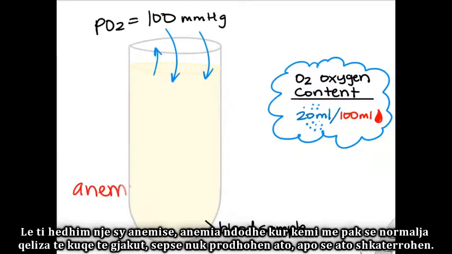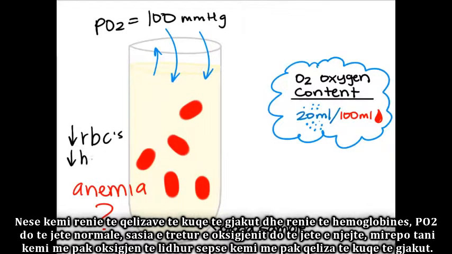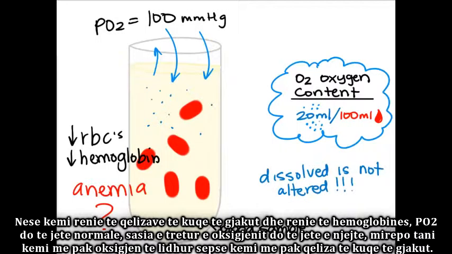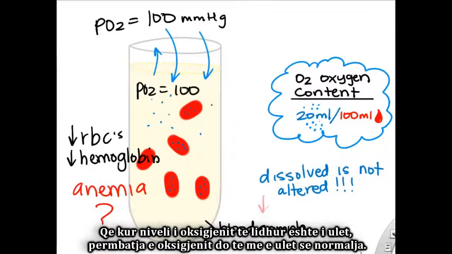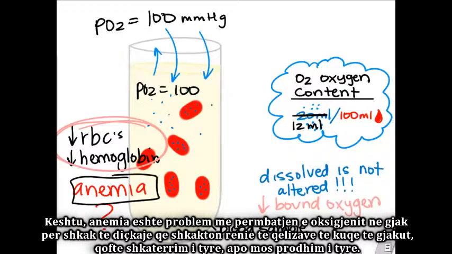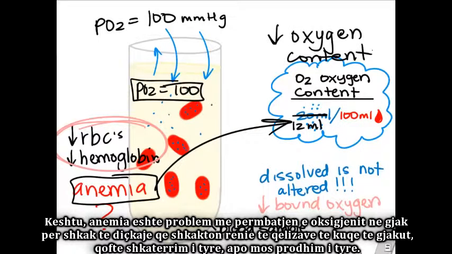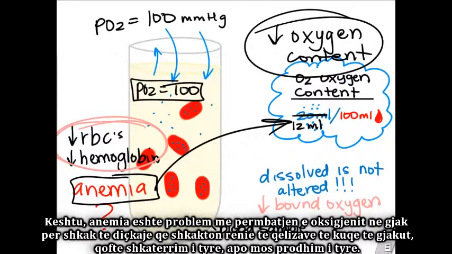Let's look at anemia. So remember, anemia is when you have fewer red blood cells than normal because you're not making them, or maybe they're destroyed. So if you have decreased red blood cells and decreased hemoglobin, your PO2 will be normal. Your dissolved amount of oxygen will be the same as always, but now you have less bound oxygen because you have fewer red blood cells. Since your bound oxygen levels are lower now, your oxygen content will be lower than normal. So anemia is a problem with your oxygen content in your blood due to decreased red blood cells, either from destruction or production.